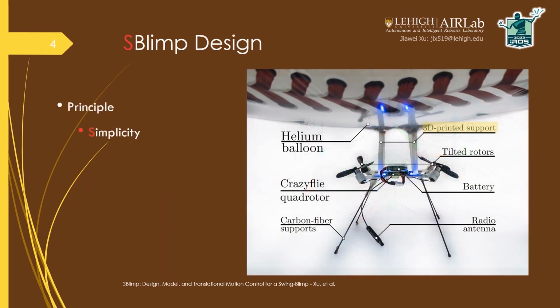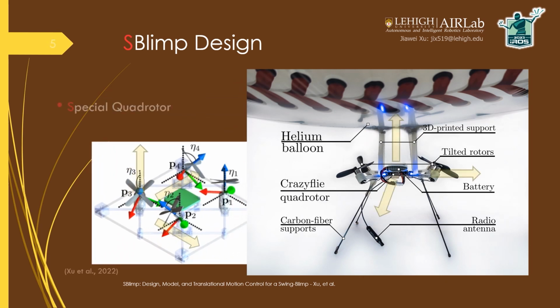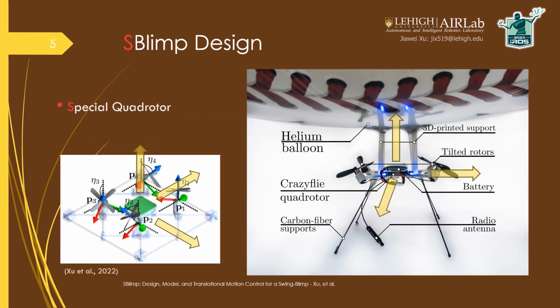One of the most important principles of the SBlimp design is its simplicity. 4 3D printed motor ports serve as the connectors between a quadrotor and the lighter-than-air balloon, creating a rigid connection between these two major components. The simplicity does not imply triviality of our design.